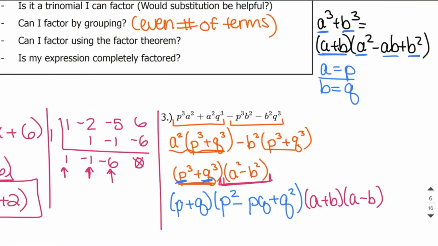This a plus b is a linear factor, can't factor it any further. A minus b is also a linear factor, can't factor it any further. So this is my final answer and the end of this video.